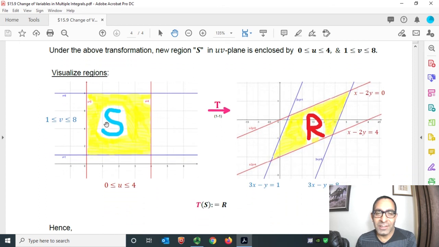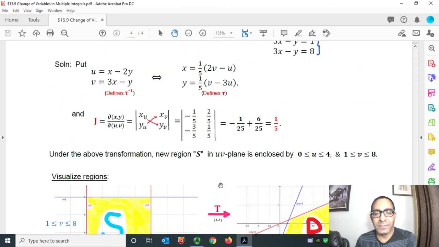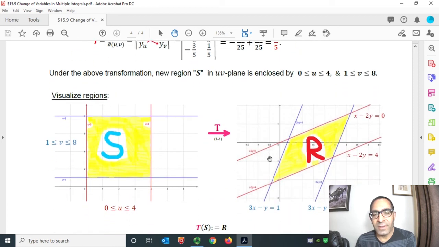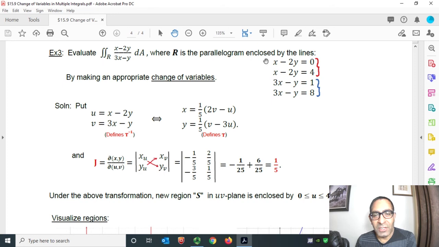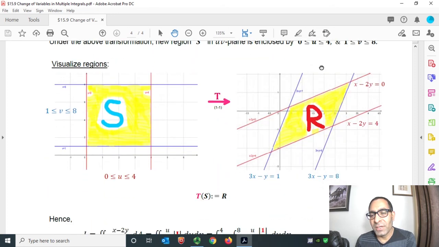Here is the new region S in the uv plane, where u gives the vertical lines and v the horizontal lines. So u lies between 0 and 4 and v between 1 and 8. And under the transformation T defined by those equations, we have the image of S in the xy plane, which is R. By the way, this R is the region given to us. R is the parallelogram enclosed by the given lines here. So this u corresponds to this, I distinguish by color, red to red, and these blue lines are the v lines. Now these are the corresponding v values in terms of x and y. I hope this makes sense to you all.